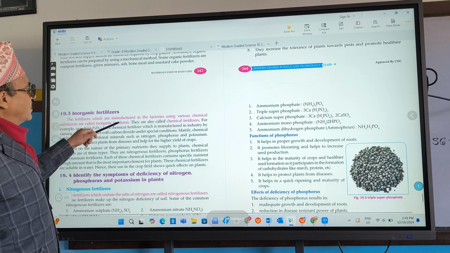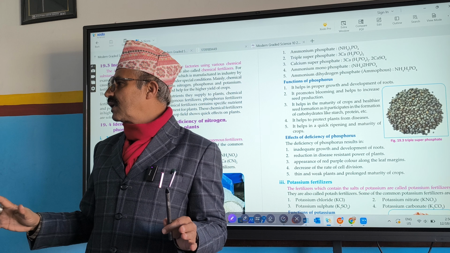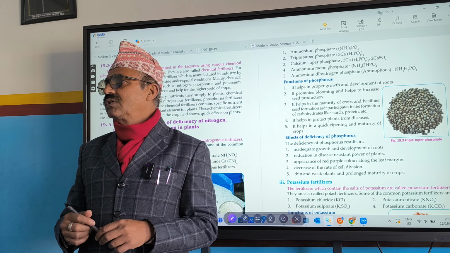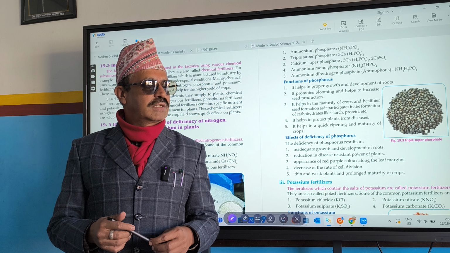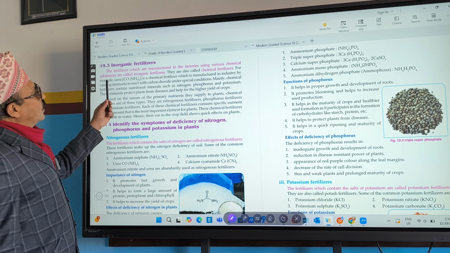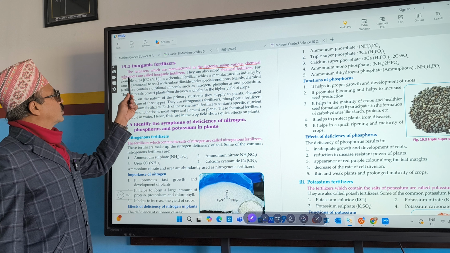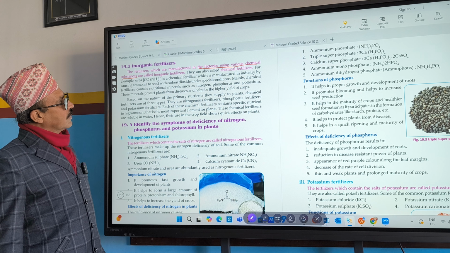So, inorganic means they are made in factories. Where are they made? Factories. They use different types of chemical substances and fertilizers are made. So, in factories, using various chemical substances. So, inorganic fertilizers are also called chemical fertilizers. What are they called? Chemical fertilizer.